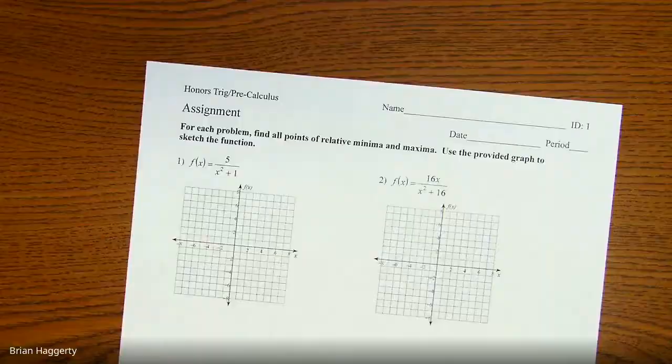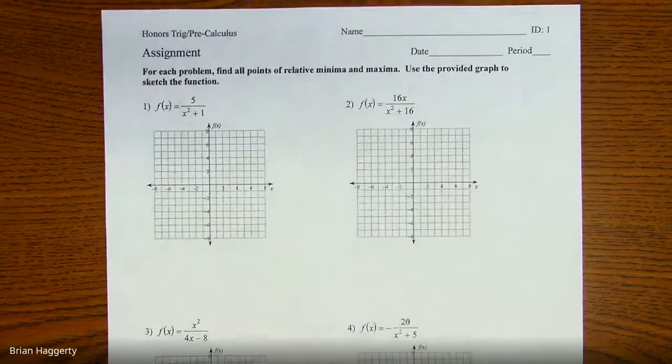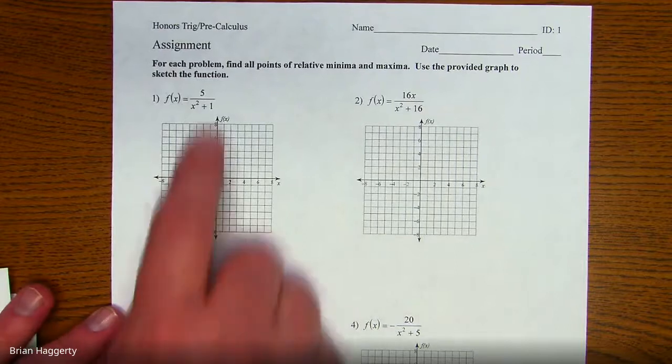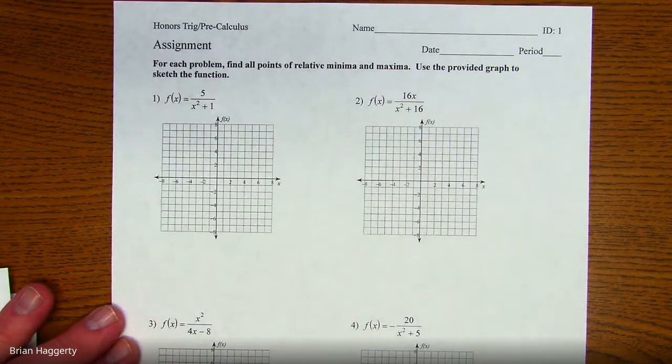All right, let me talk about real quick the homework. I'll pass it out to the people in class, give the people at home a chance to ask any questions, and then that should be it for today. All right, tonight's homework blends together a few different things we've talked about. So for the first page, for each problem, find all points of relative minima and maximum. Use the graph provided to sketch the function.